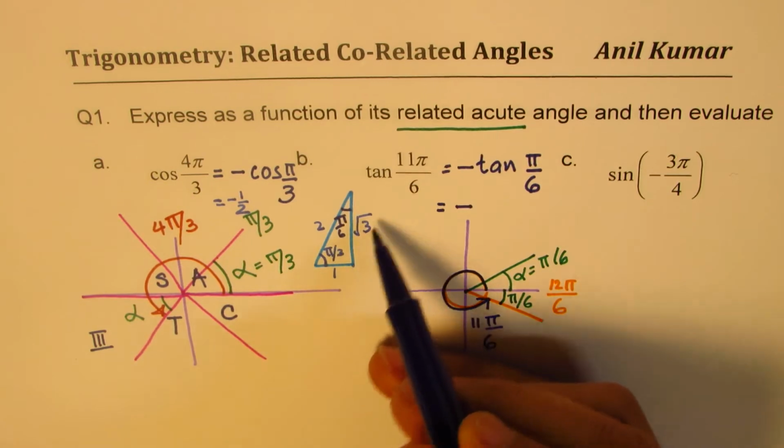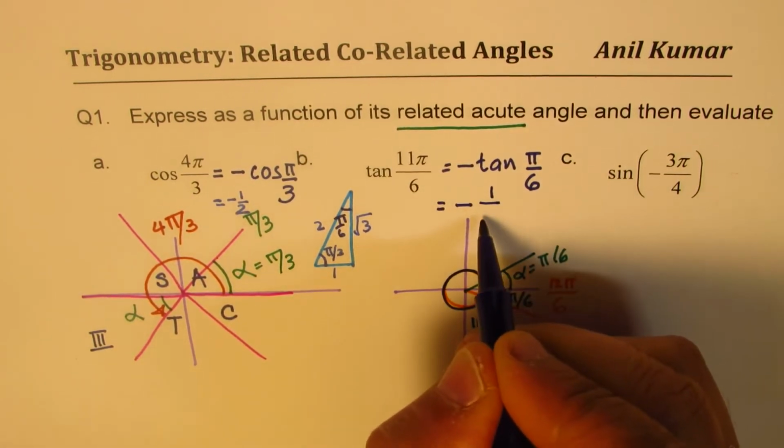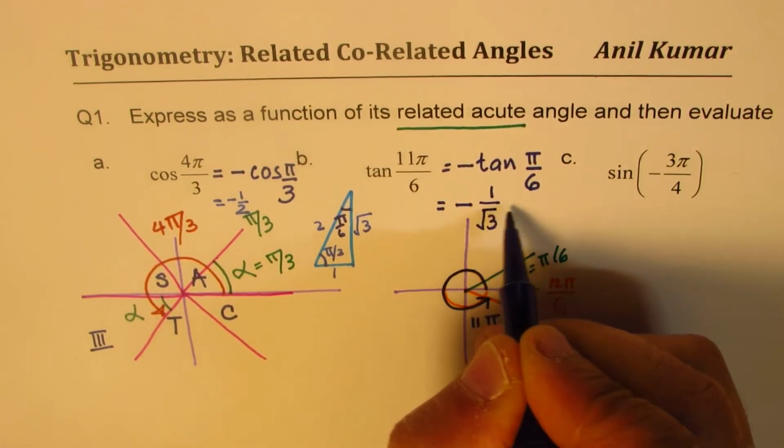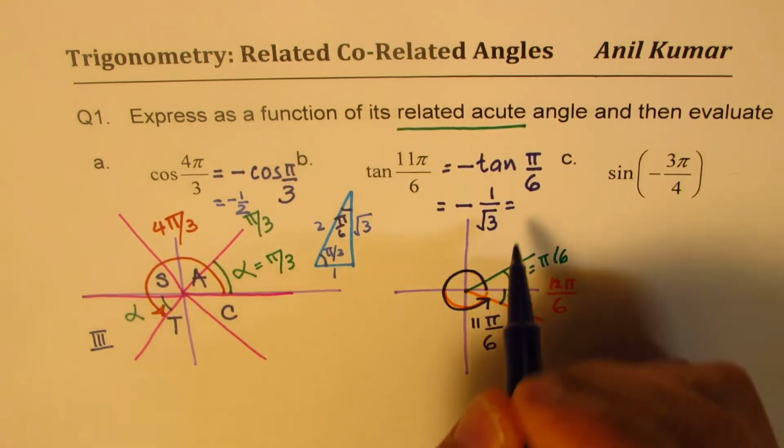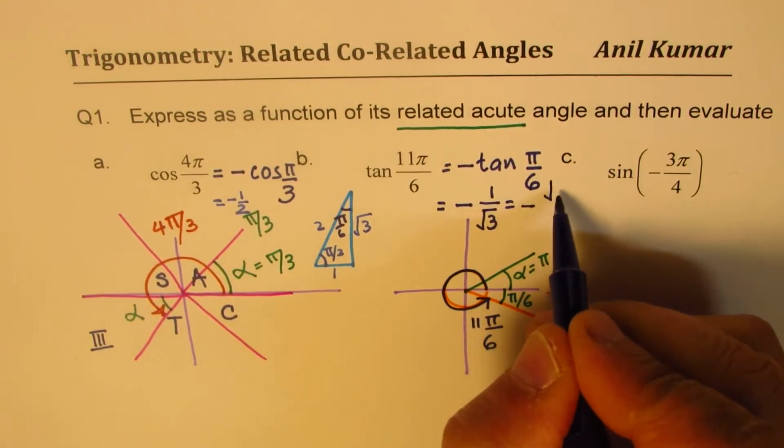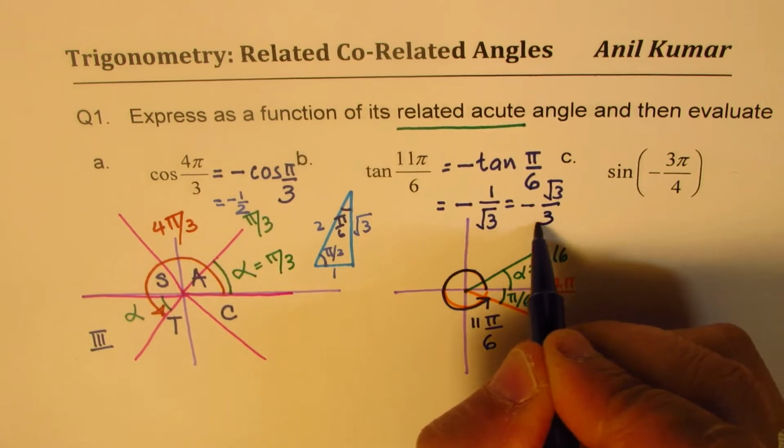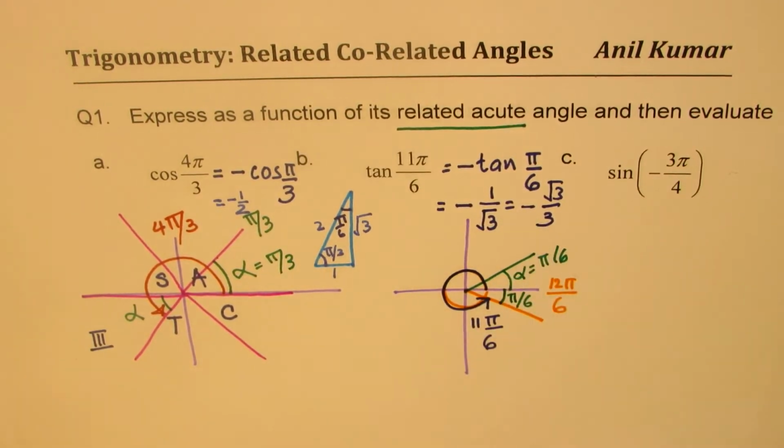So you get 1 over square root 3 as your answer, correct? Sometimes we may even rationalize this and write this as square root 3 over 3. The important thing is it has to be negative. Is that clear to you, right? So that is how it should be solved.